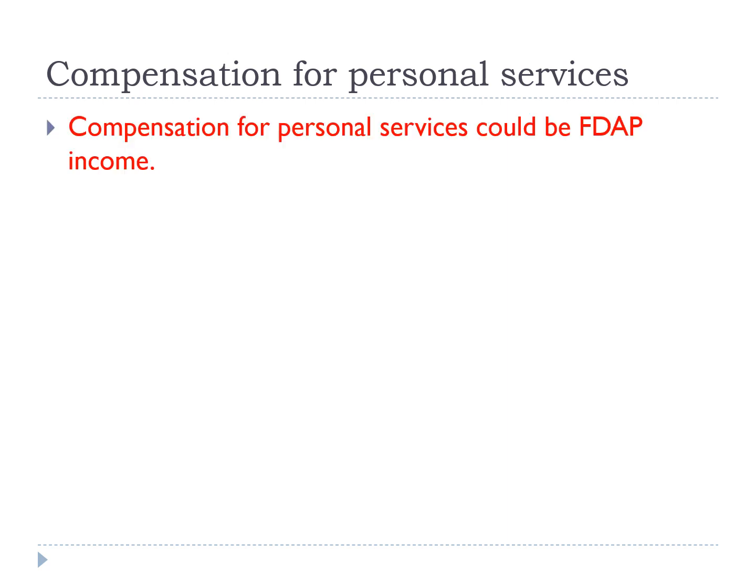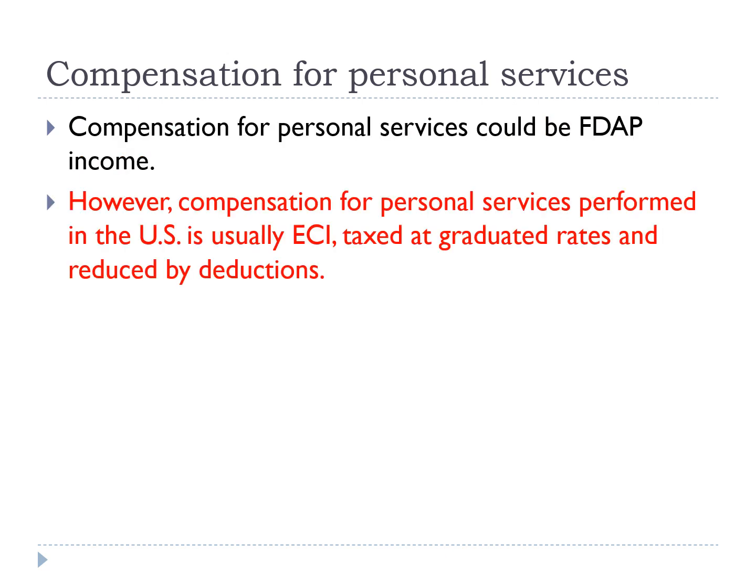Non-business income theoretically includes compensation for personal services. However, such income will ordinarily be treated as trade or business income. FDAP income, subject to 30% tax on gross income, includes compensation. So, theoretically, compensation for personal services of an NRA or foreign corporation could be FDAP income.